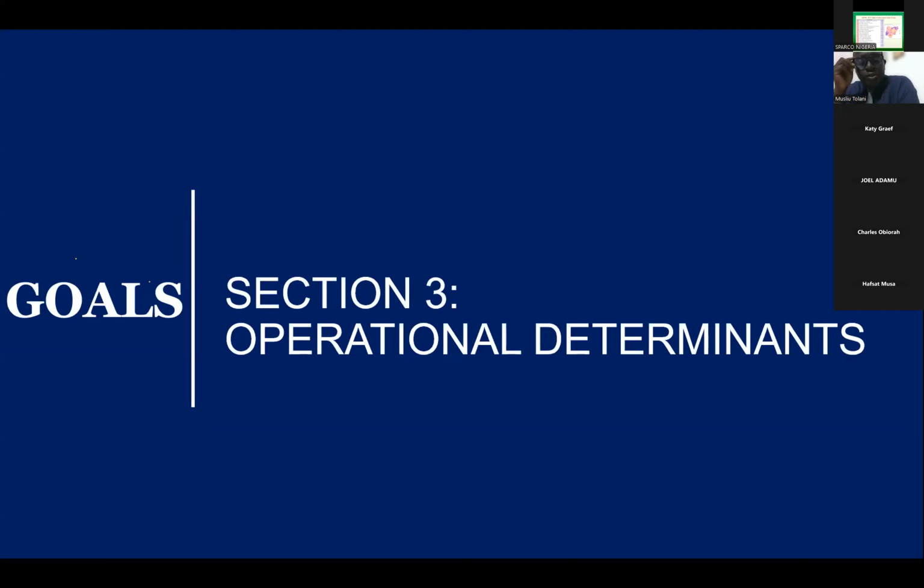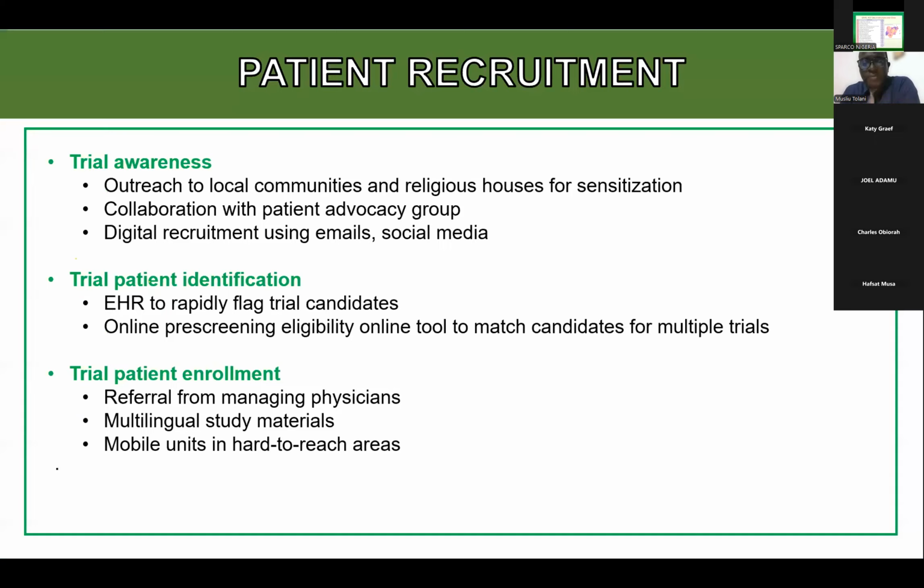In these last few slides, we'll talk about operational determinants of trials. We'll be talking about patient recruitment, patient retention, and conclude with final aspects on data collection. We'll focus more on the practical strategies to enhance patient recruitment, and that involves enhancing trial awareness, and that includes doing outreaches to relevant end users. It could be local community or religious houses for sensitization.